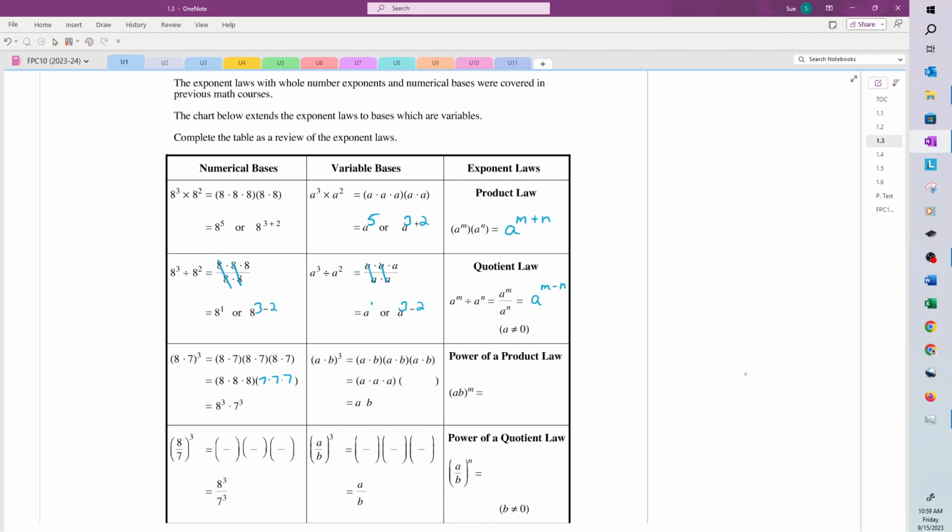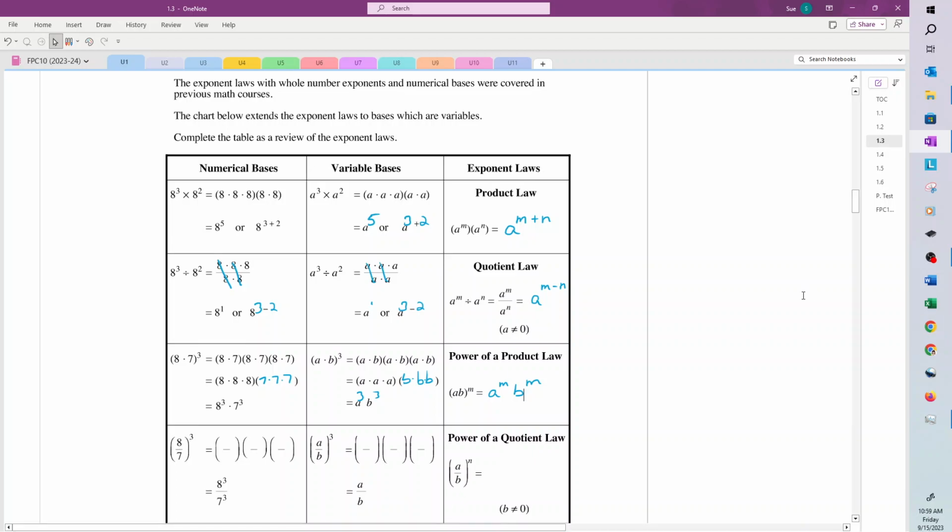And then we can do this with variables, same thing. We've got a times b times a times b times a times b. Group the a's, group the b's, and we can see that we've got a cubed and b cubed. So basically what we're doing is the exponent applies to everything inside the brackets. It's kind of like a distribution thing. So a times b all to the m becomes a to the m, b to the m.